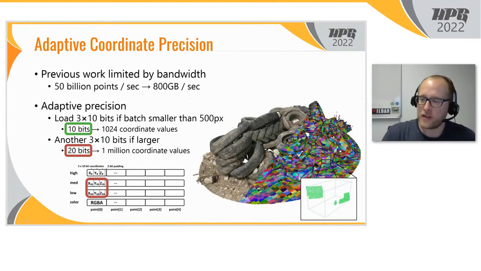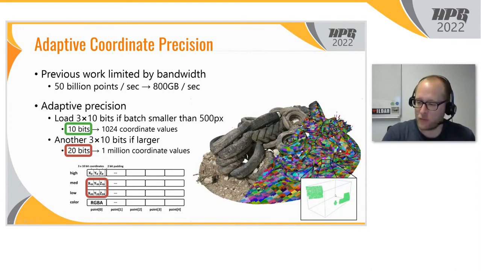In any case, if you look at this image to the right here, you can see all these individual batches colored differently. And you'll find that all of these batches here are smaller than 500 pixels. So only when you zoom in very closely to something, you will end up with some batches that actually need 20 bits, and most batches in a scene will always need 10 bits, even in close-up views.